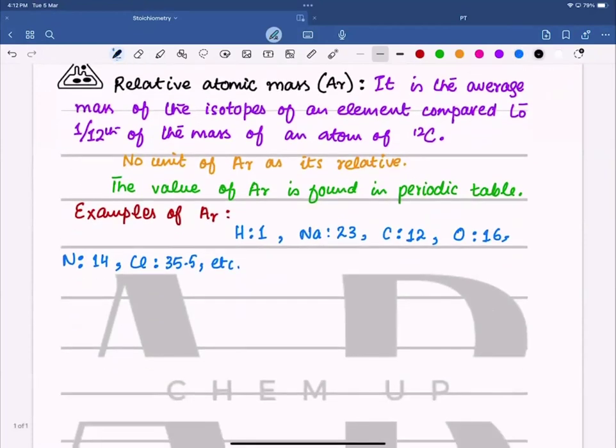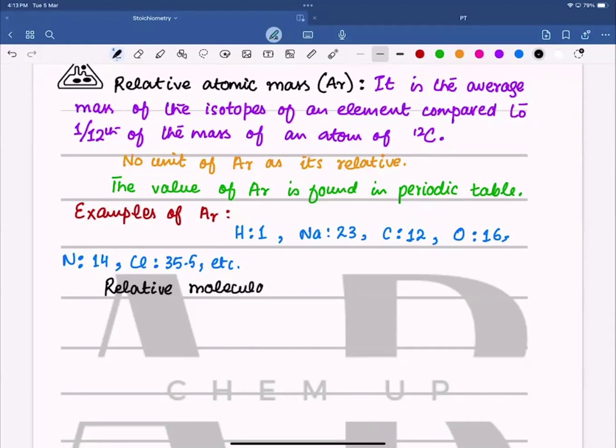Now, after this, the second definition and the term you must be familiar with is relative molecular mass. Yes, Khatija?